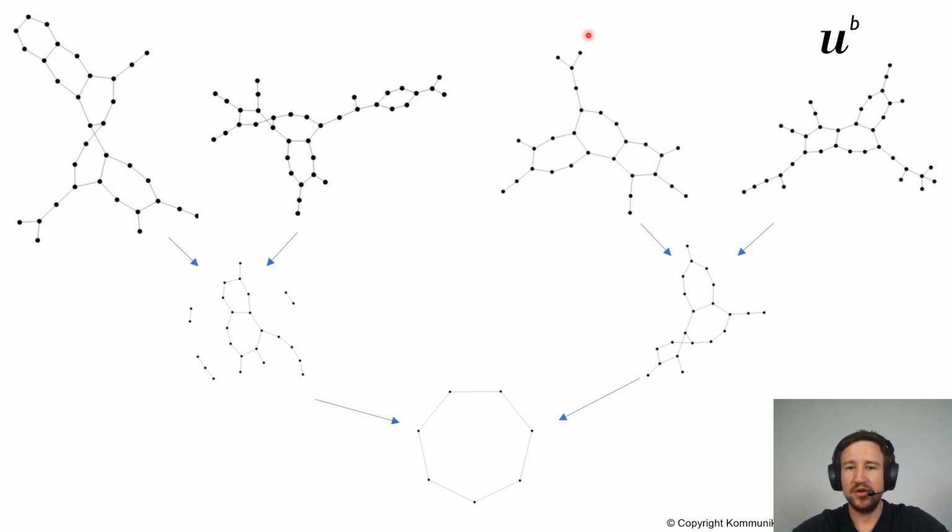Then here on the same level, we had another matching that happened, which produced again this smaller matching graph. And then in the next iteration, the matching graph that was created here and the one here got matched again together, and they produced in the end this very small matching graph here.